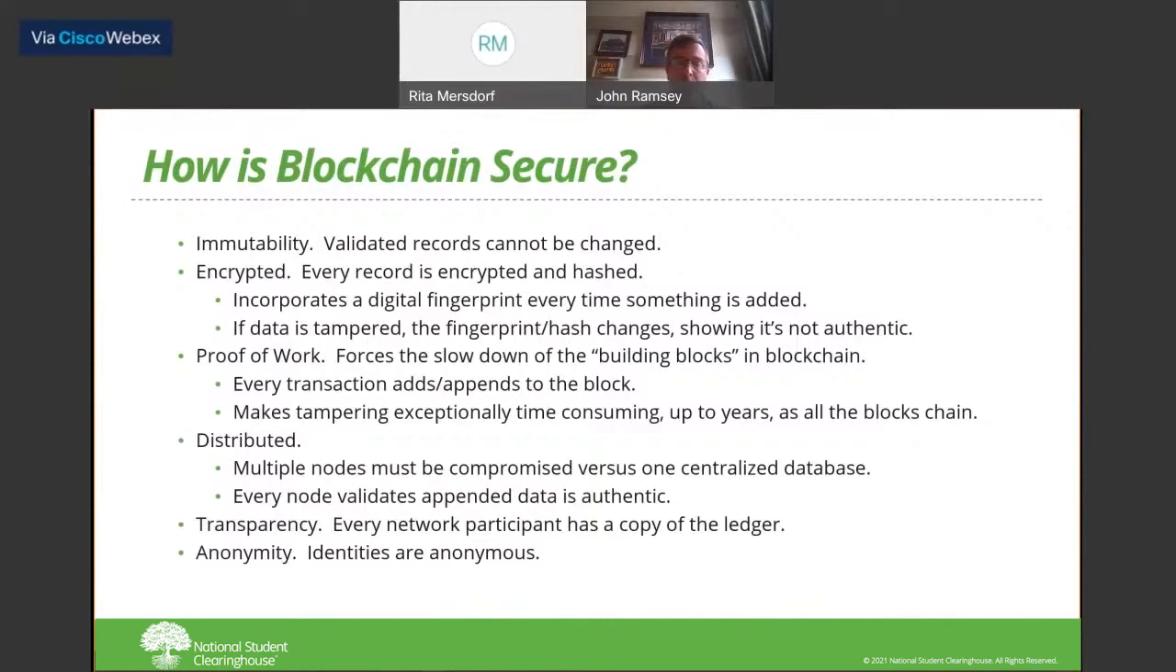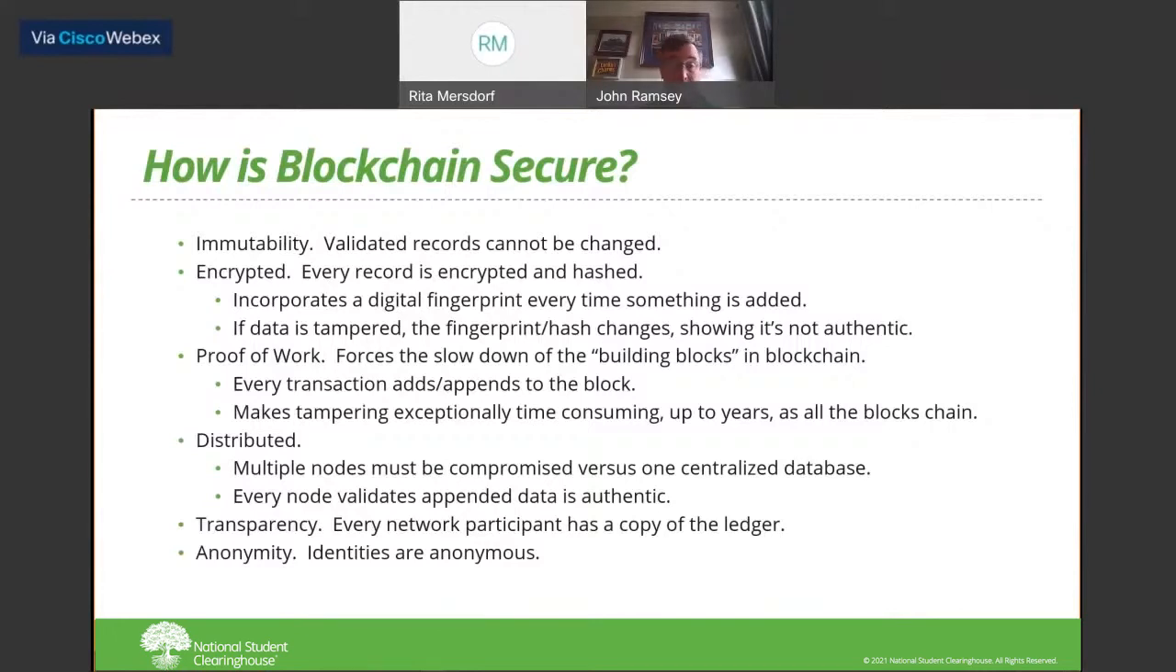You could win the Powerball 19,000 times before somebody would be able to crack the algorithms that are used within the blockchain environment. That makes tampering exceptionally time-consuming, up to years, if somebody was actually going to try to tamper with the blockchain solution itself.